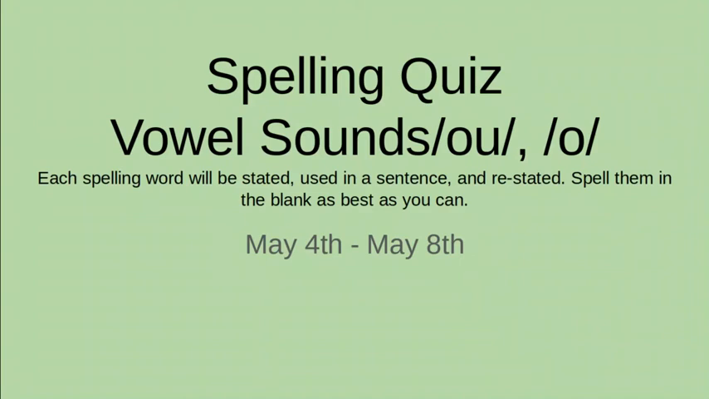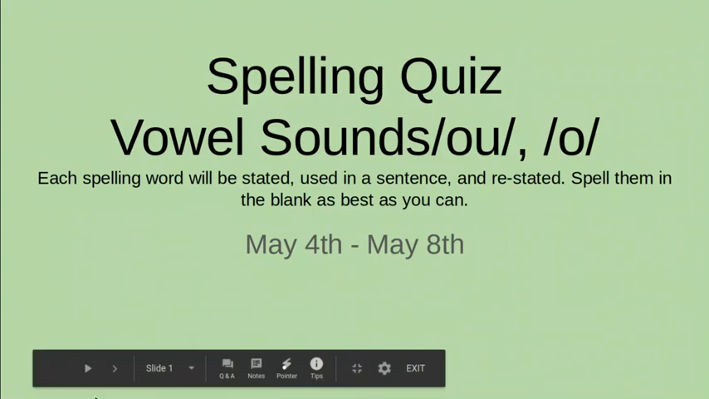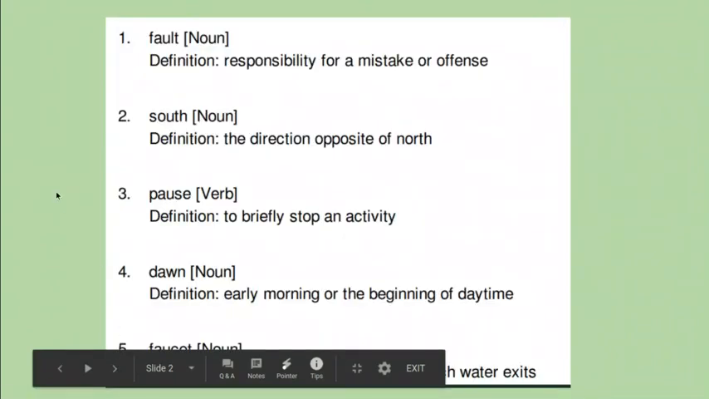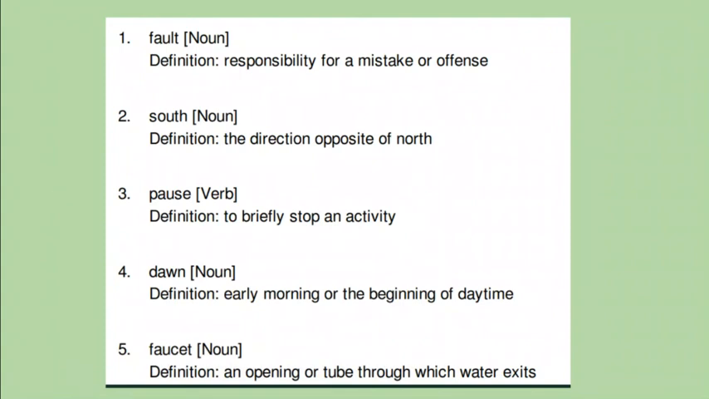But as a quick review, we do have these definitions in these slides. So the word fault is a noun, and fault means somebody's responsibility for a mistake. So you might hear the sentence, whose fault was that? Okay, who made that mistake? All right, your second word was south. South is a noun. It has to do with the direction. You've probably heard of north, south, east, and west. There's that ow sound being made by OU.